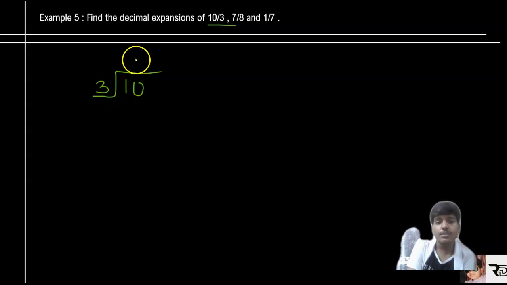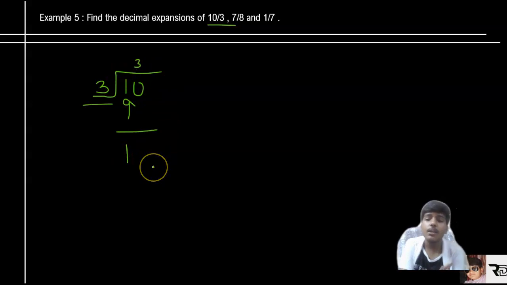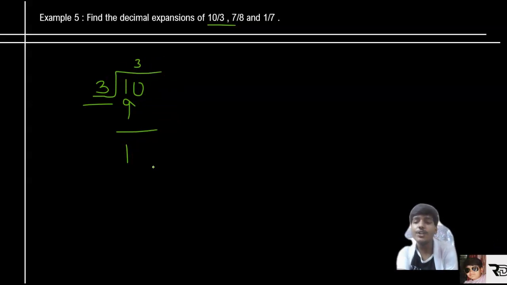In the quotient, I'll get 3 because 3 times 3 is 9. When I subtract, I'll get a 1. Now the remainder. This much is clear: it is non-terminating for the time being. If after putting the point also, I'm getting a 0 in the remainder, then it doesn't matter. Then also it will be a terminating decimal expansion. You will see that in further examples.